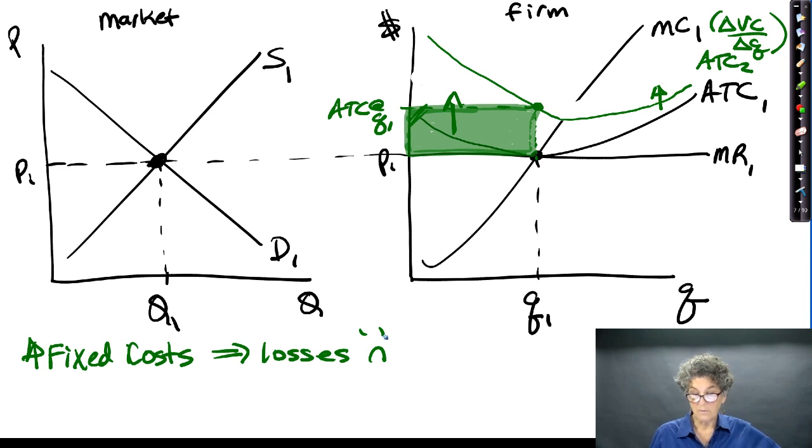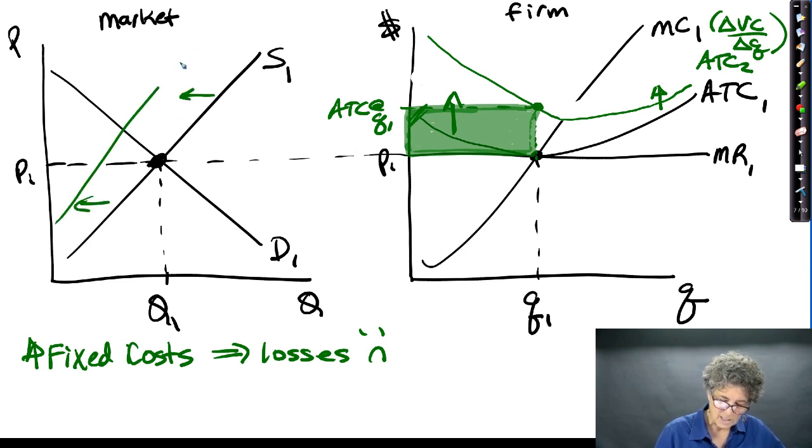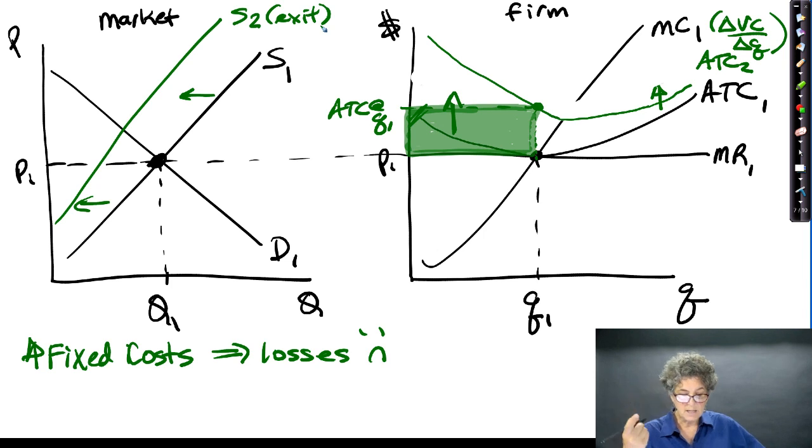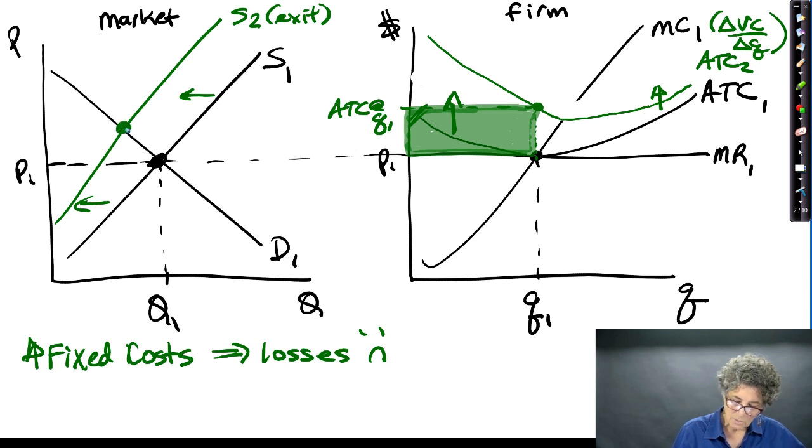What we know is that when firms incur losses, some of those firms are going to exit the industry in the long run. So the first thing we're going to see on the supply side of this is that the firms are going to start to exit the industry. So we're going to have a second supply curve, S2, and that second supply curve is a result of firms exiting the industry. As firms exit the industry, there's a smaller market quantity available for sale. That puts upward pressure on the price. The price is going to rise to a price P2.